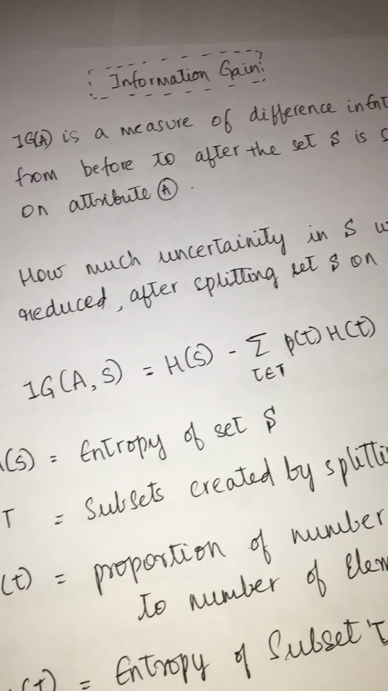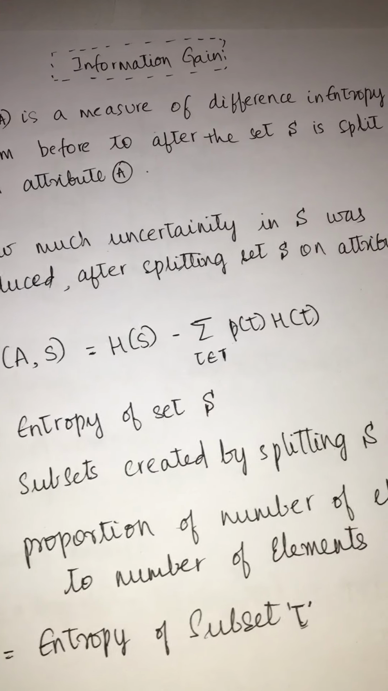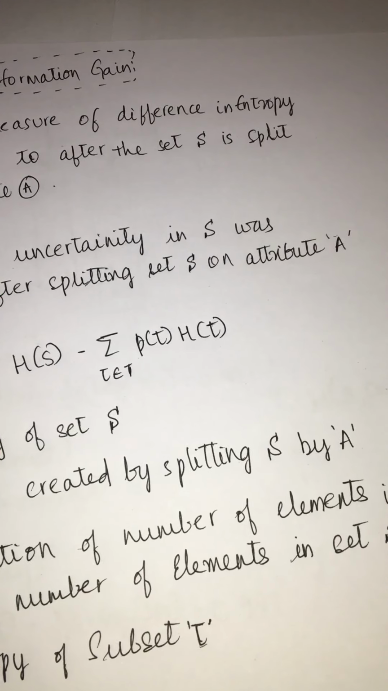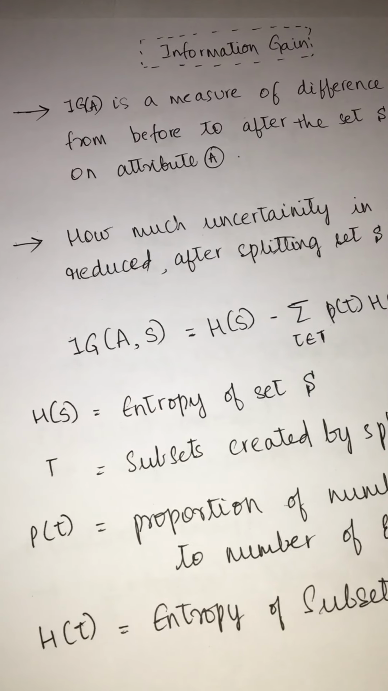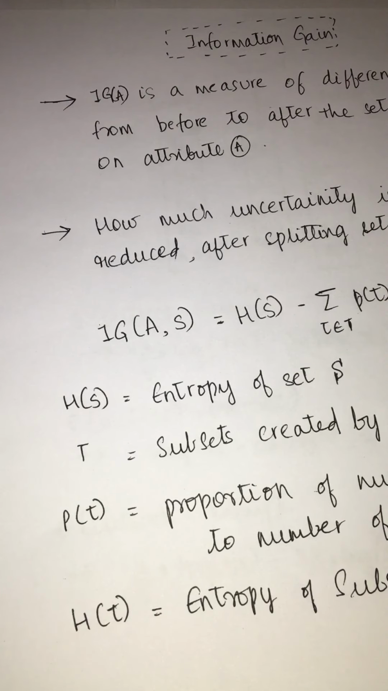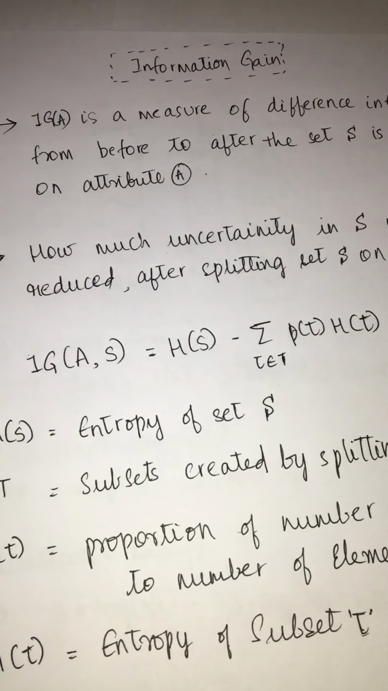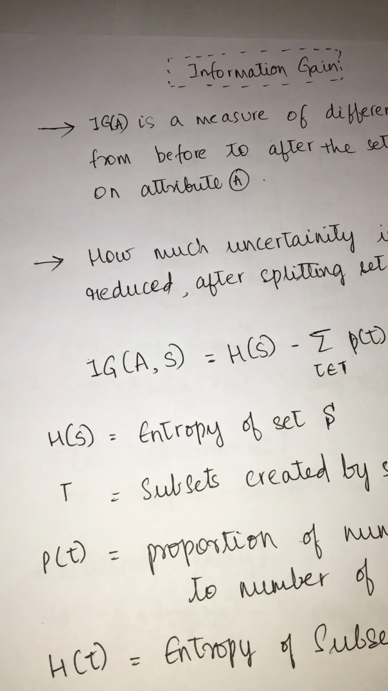So when you look at the meaning of each of these, H of S is the entropy of your set S. T is the subset created by splitting that data set by A, right? P of T is the probability for that particular split, right? H of T is the entropy of subset T, okay? Now that we know what entropy is and what information gain is, we'll calculate these metrics on the data set we've been discussing, right?